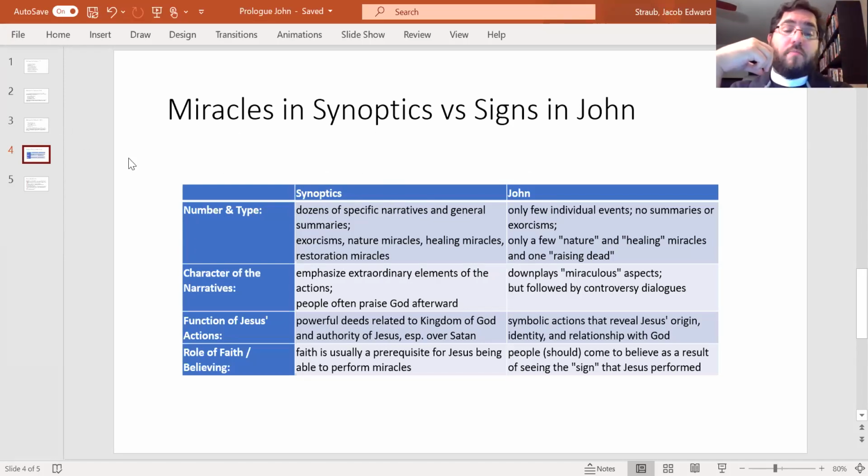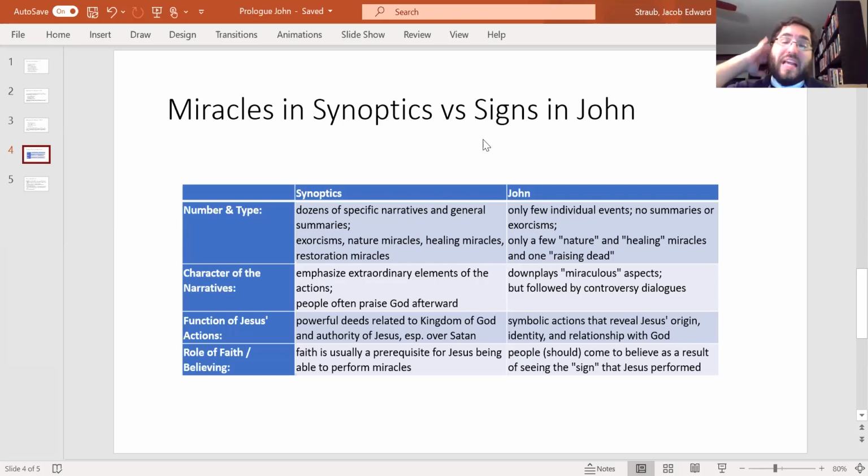Number and type. First and foremost, the synoptics have dozens of these, and they can be categorized. We did that already. We did the nature miracles, the bread and multiplication of loaves, the calming of winds, the healing miracles, part of them exorcisms, or the greatest sign, resurrection miracles, restoration miracles. So there are dozens. There are so many.